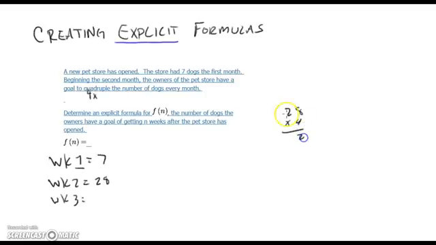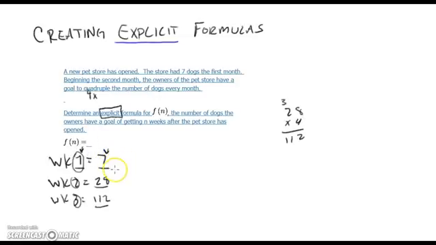4 times 8 is 32. 4 times 2 is 8. Plus 3 is 11. So they'll have 112 week 3. So that's what it's asking for, is what formula gives us these answers. And it wants it to be explicit. Explicit means you plug in the week number and you get out the number of dogs. It's explicit. Input is week number, output is number of dogs.